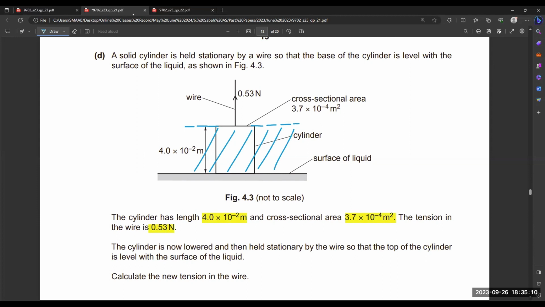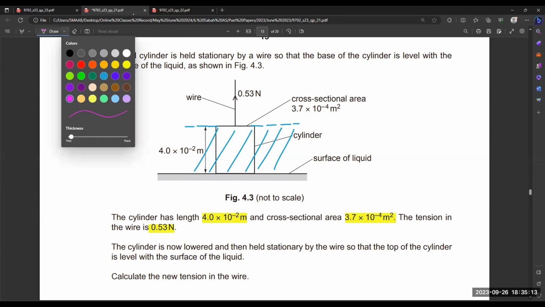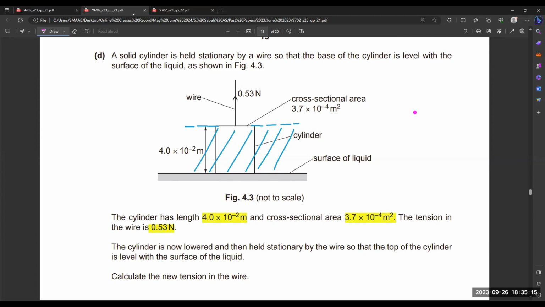Okay. So for the forces, you can easily identify that the weight of the object will act in downward direction. And what are the other forces acting on the body? One is the tension. So this is the old tension. Basically, we have to calculate the new one. So we just write the new value of the tension.